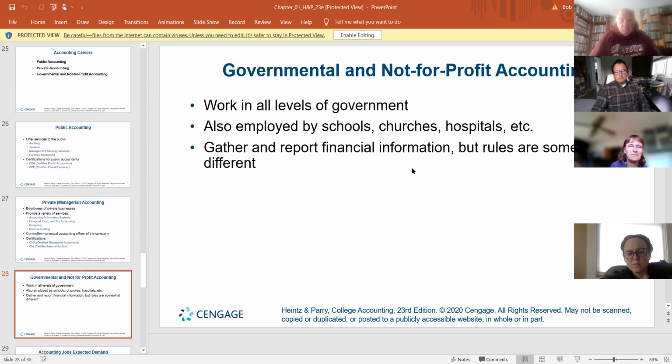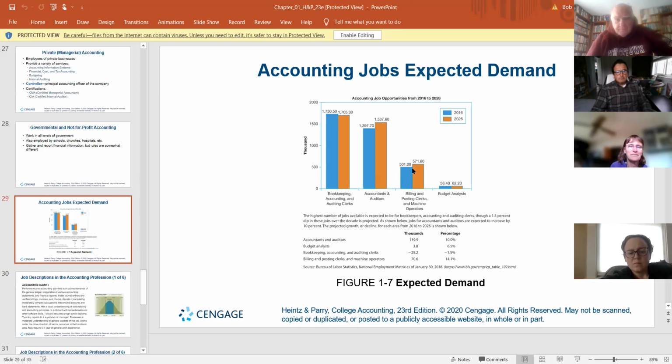Governmental work, you work in all levels of government, also employed by schools, churches, hospitals. So on your exam, they like to give you a couple examples of businesses and then ask if these are public, private, or governmental nonprofit. So take a peek at it. Schools, churches, hospitals, almost by definition, are nonprofit. All levels of the government, they report financial information, but the rules are somewhat different. They're a lot different, believe me, and takes some getting used to.